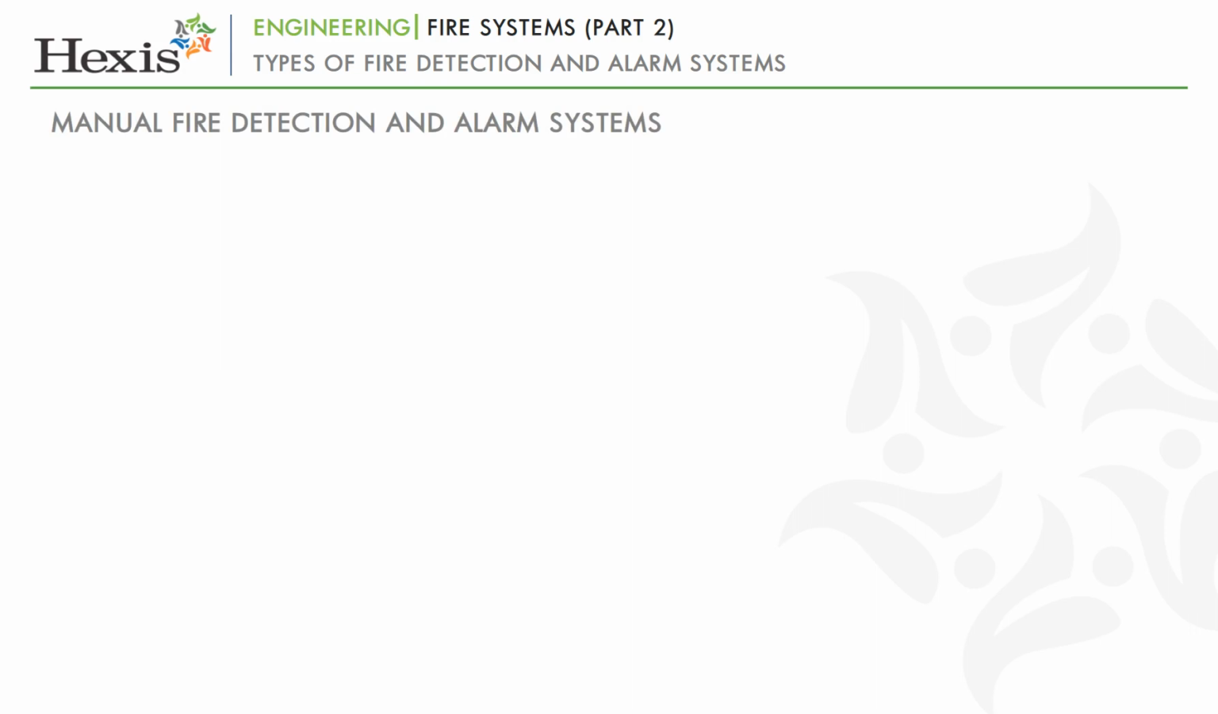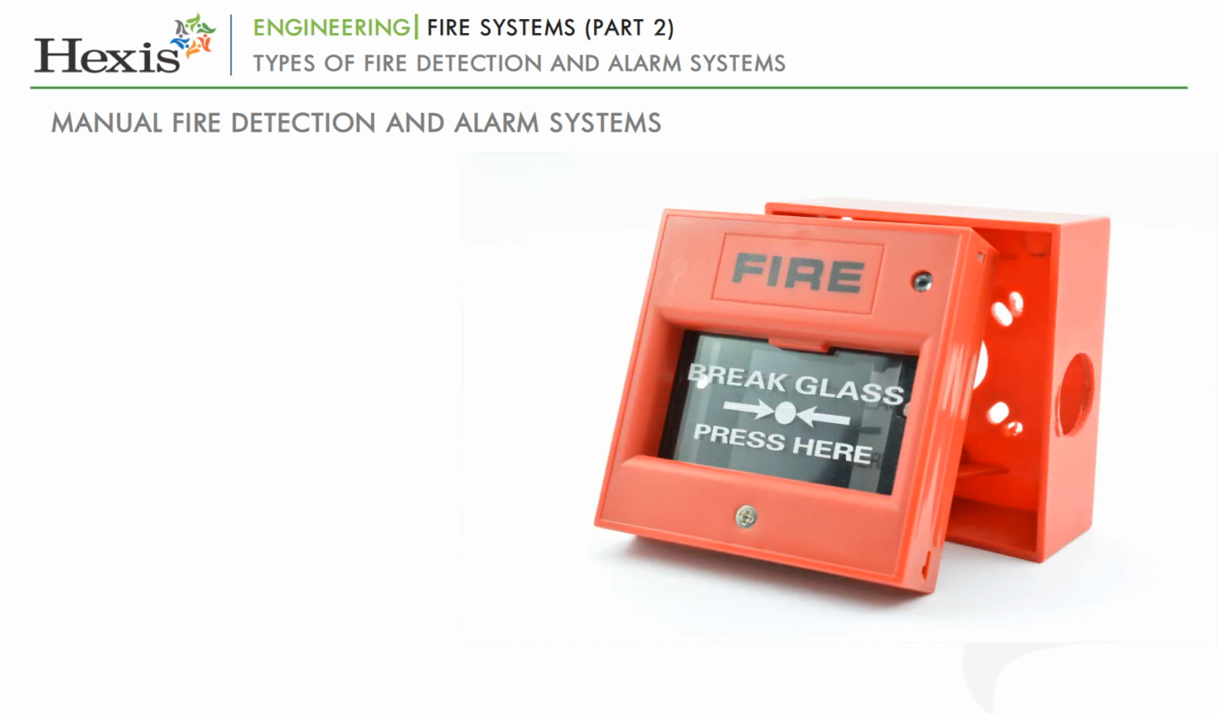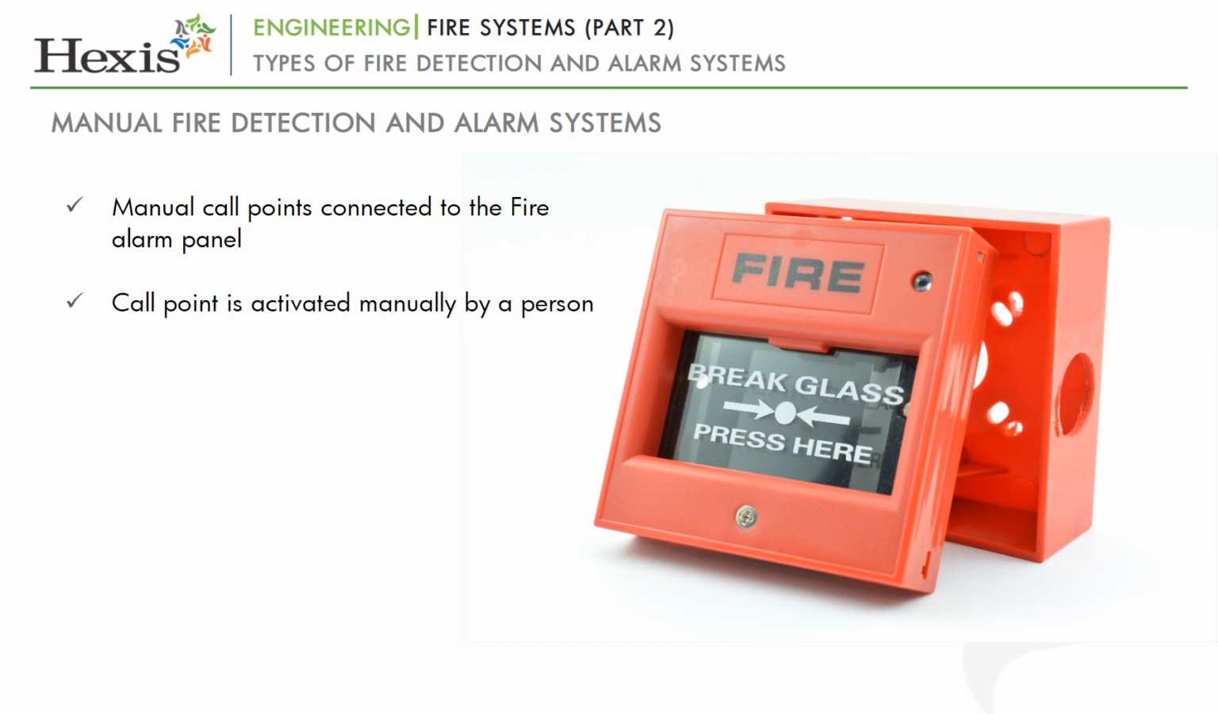Let us now see the various types of fire detection and alarm systems. Fire detection and alarm systems can be broadly classified as manual, conventional, addressable, and wireless systems. Let's learn how the manual systems work. In a manual type of configuration, only the manual call points are connected to the fire alarm panel, and it is presumed that someone will activate the manual call point in the event of a fire. The fire alarm panel will trigger an alarm via hooters, sounders or bells.